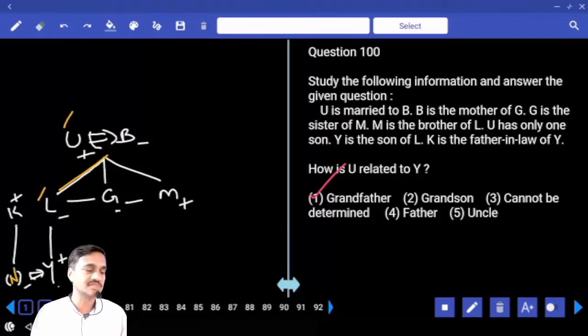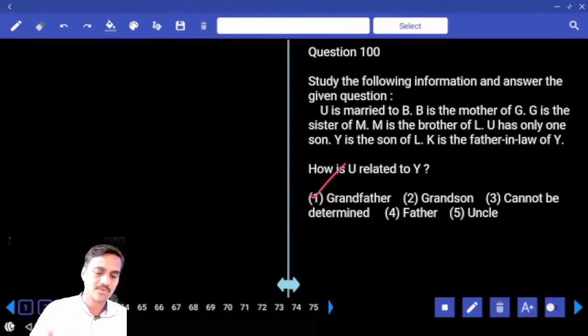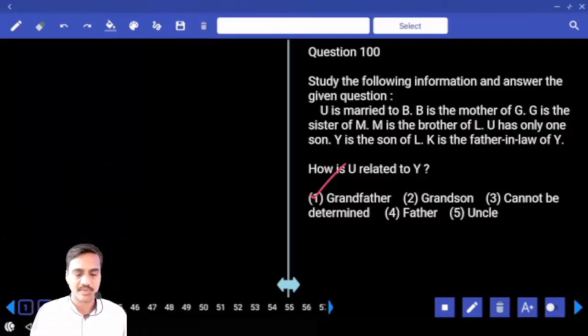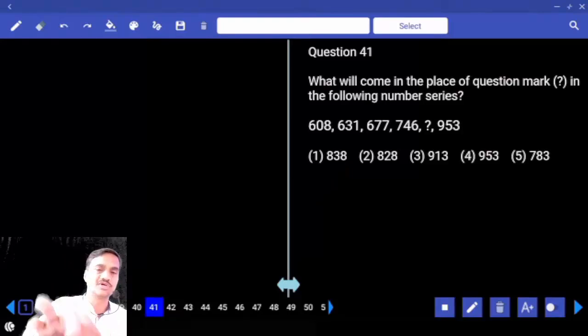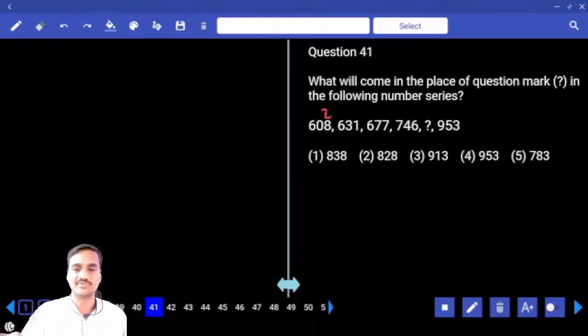Then, the number series, second one. Questions? 41. Now 41 to 45. Now in this 41, 608, 631, the difference is 23. 23 into 1, 23 into 2, 23 into 3, 69. The next one will be 92. And 6 plus 2, 8. 74 plus 9, 83. Hence choice 1, question number 41.